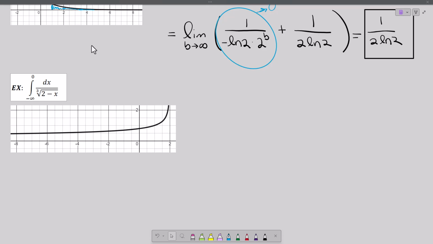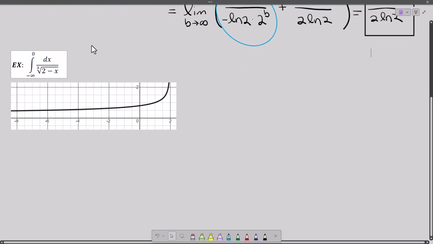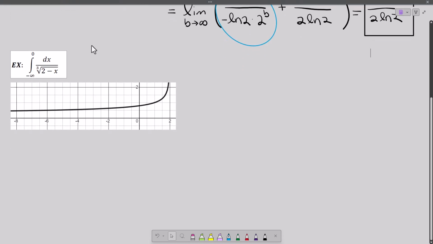All right, so here's another example of a horizontal one. I want you all to try to set this one up. The one difference is that we're going to the left instead of the right. It's still a horizontal tail. We're still trying to find out whether this region here, that unbounded region, is finite or infinite in area. So see if you can set up and integrate this.